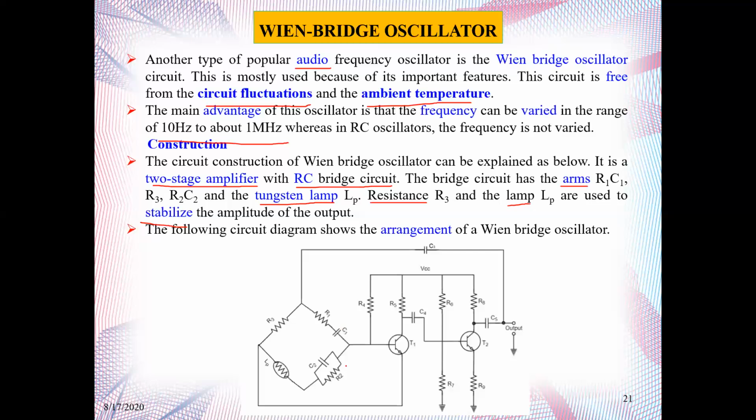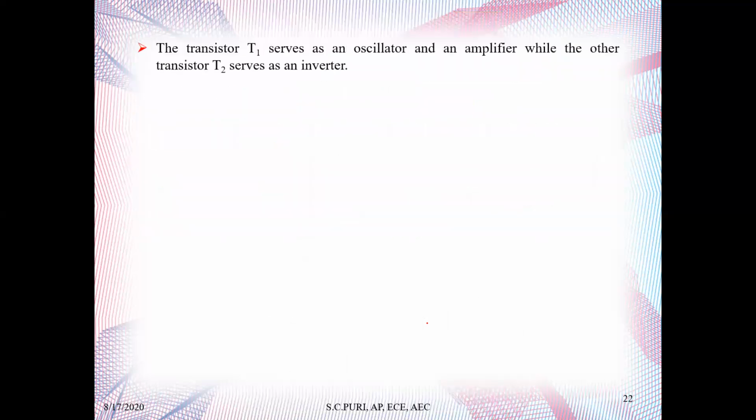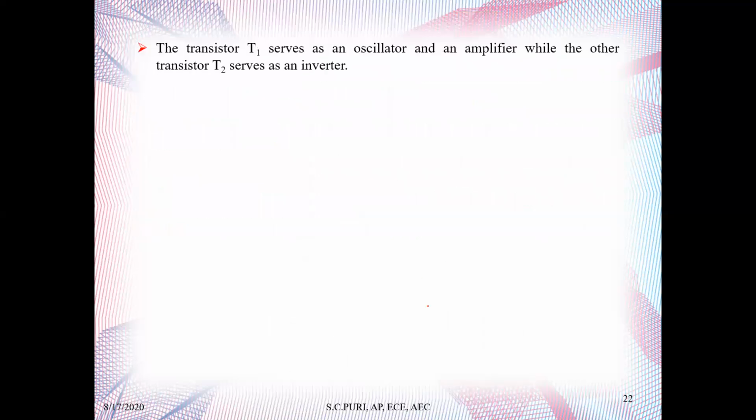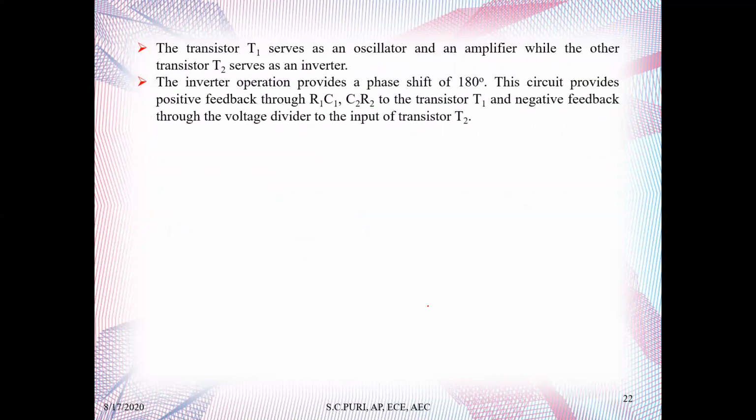The transistor T1, you see here, serves as an oscillator and an amplifier, while the other transistor T2, this one, serves as an inverter. The inverter operation provides a phase shift of 180 degrees.